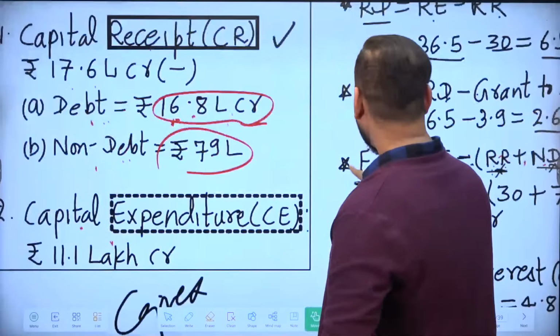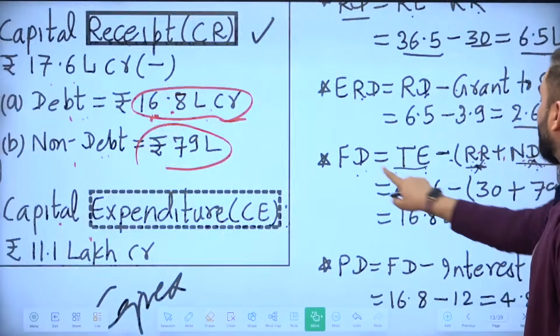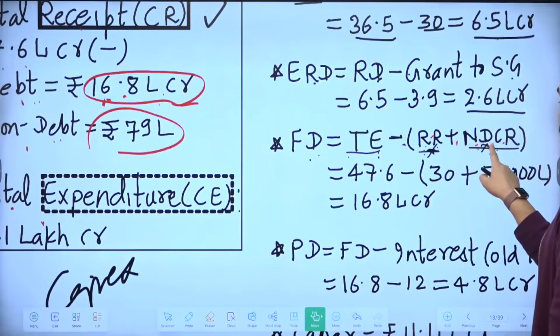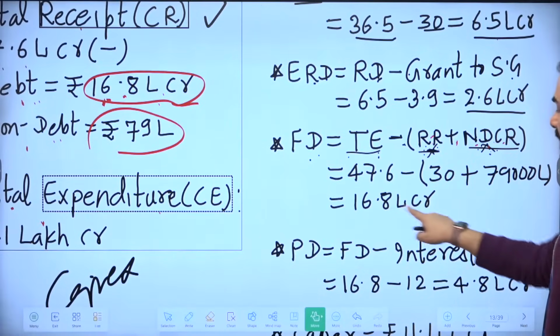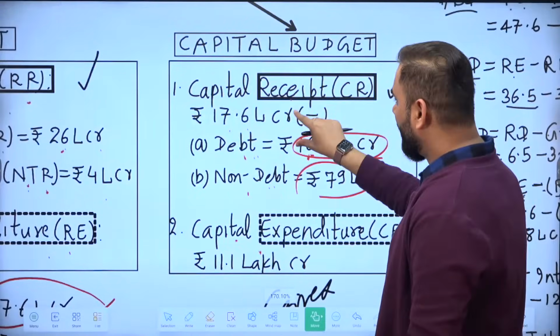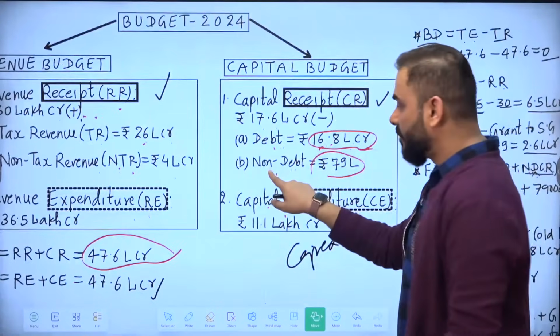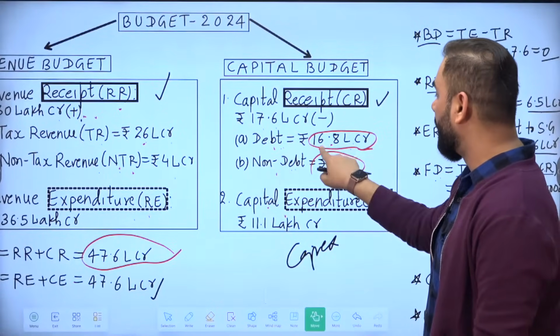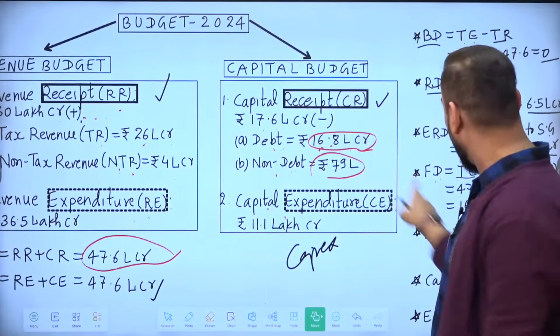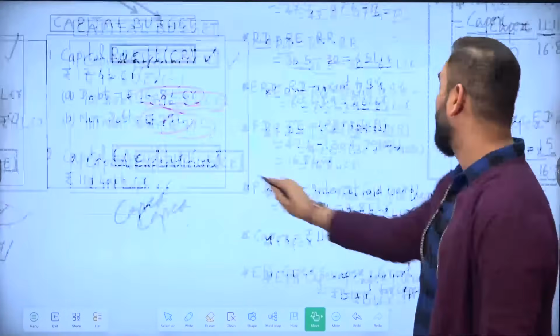So if you look at the calculation of fiscal deficit in our formula, it says total expenditure minus revenue receipt plus non-debt creating capital receipt, 16.8 lakh crore. And here you see magic, huh? You see here in the budget, there is something called as debt creating capital receipt, 16.8 lakh crore. Both are equal, which means fiscal deficit is nothing but government borrowing.